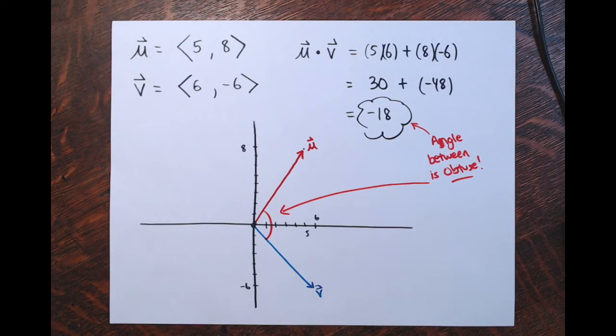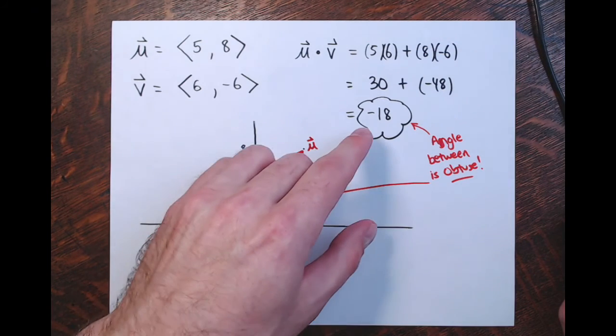And one more time, when the dot product is positive, and you draw them with the same initial point, the angle between them will be acute. And when the dot product is 0, the angle between them will be right, 90 degrees. Okay, and that's all.